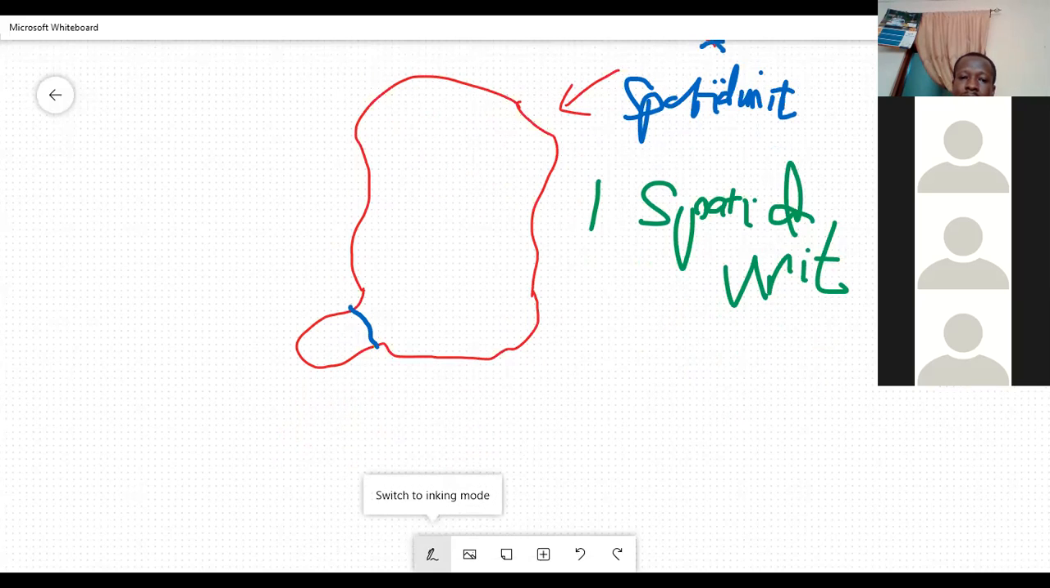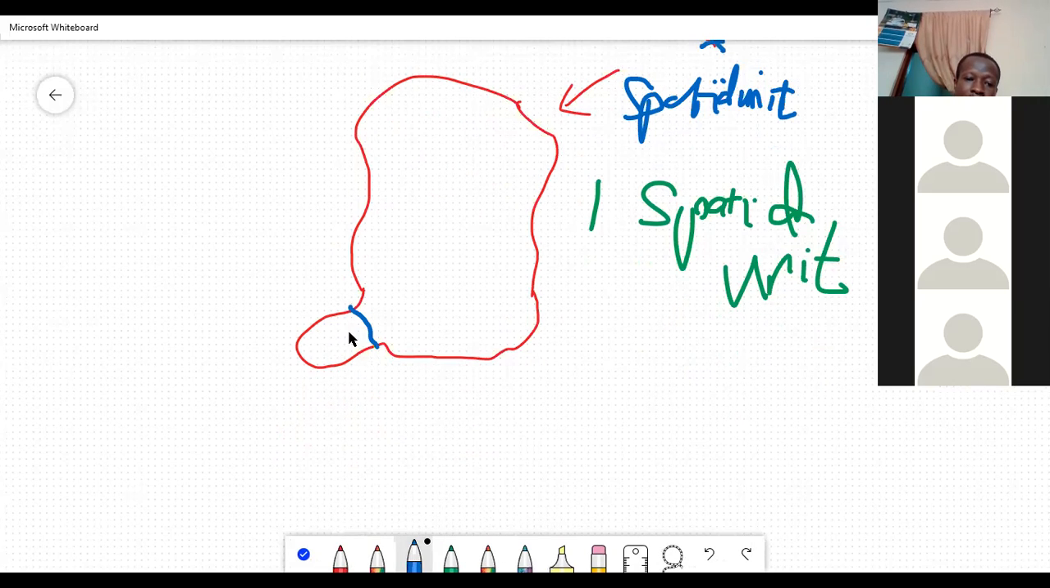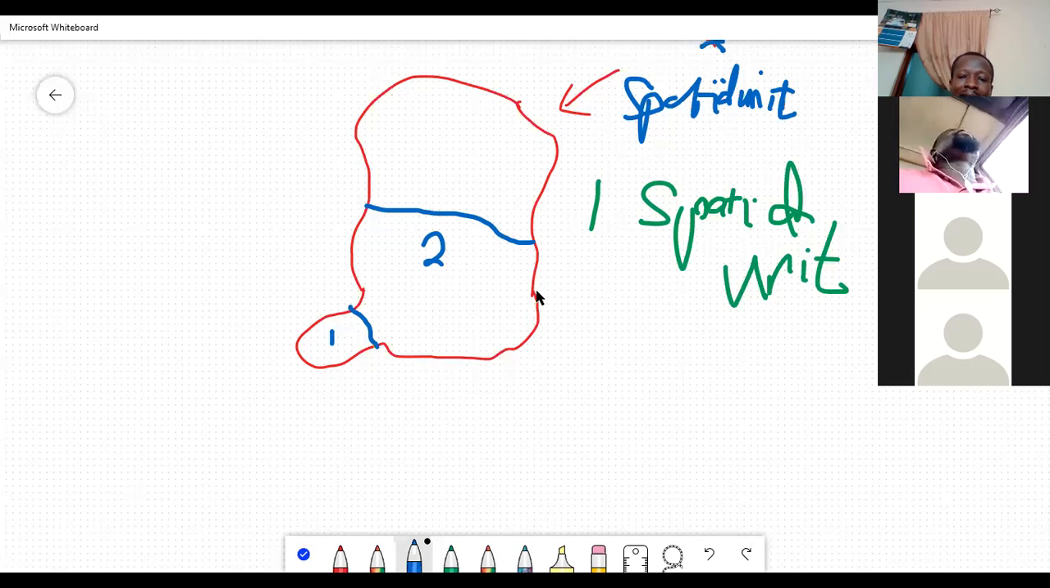Two. Yes, we have two. So, one, two. It has been answered already. How many spatial units do I have? Two is two. How many do I have now?